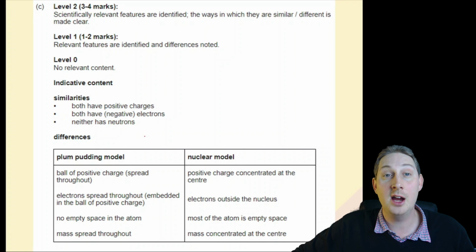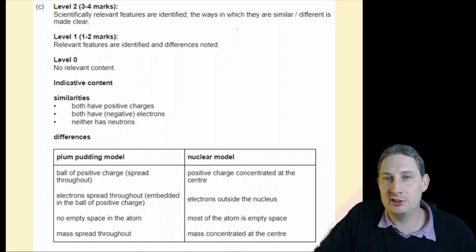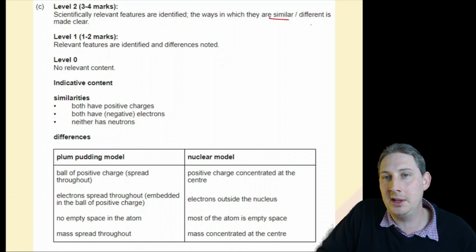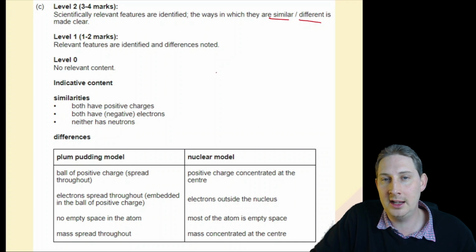Okay, so hopefully you've used those 4 minutes wisely. So as it shows here, scientifically relevant features are identified. The ways in which they are similar and different is made clear. That's what you need for 3 or 4 marks. So what are the similarities? Well, let's have a think.